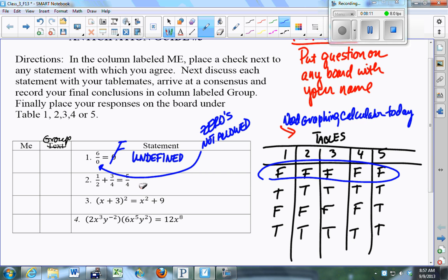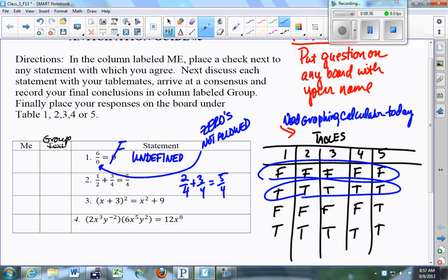Okay, the next one says, everyone agrees that in order to add those, you've got to change. In order to add or subtract anything in mathematics, they have to be like. That's all you have to remember. It's a simple idea, but it's one you can confuse with multiplying and dividing. Like radicals, like terms, like anything, okay?